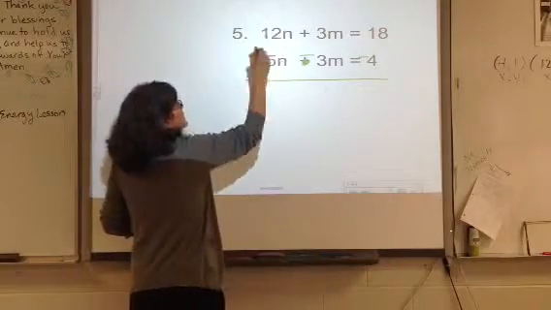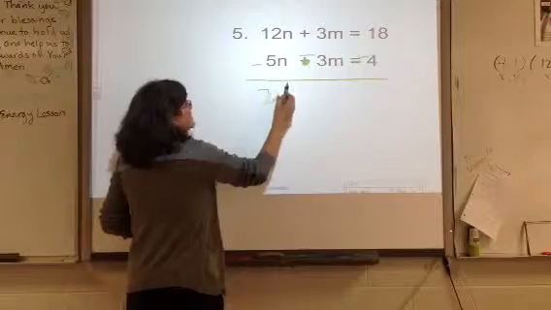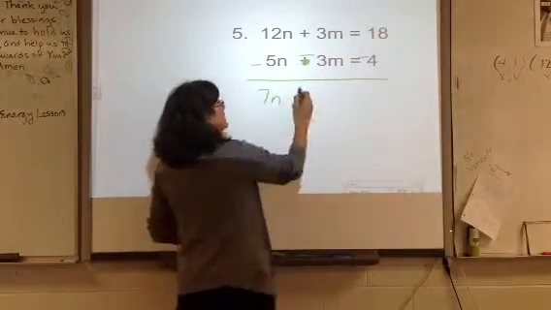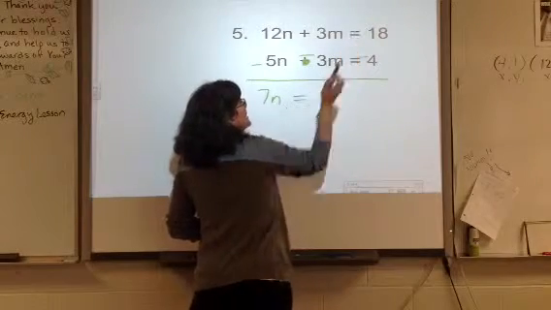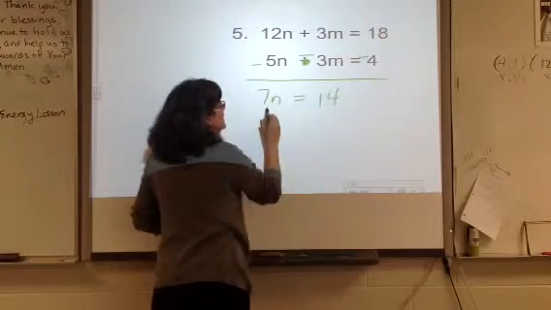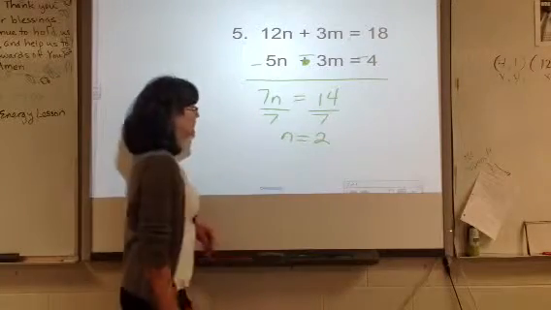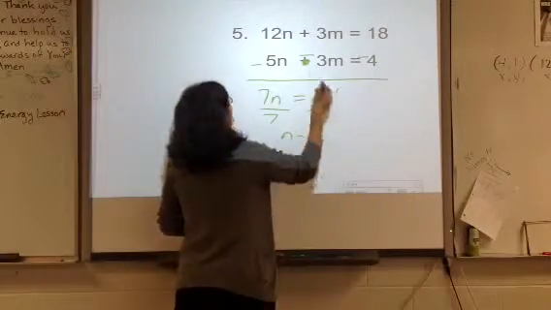And 12n's minus 5n's is 7n's. And 3m's minus 3m's disappear. Not even going to write them down. And 18 minus 4, 14. Let's get rid of that 7 and find that n is 2. n is 2. Okay, that's part of my answer.